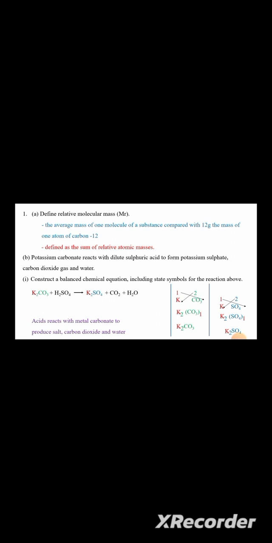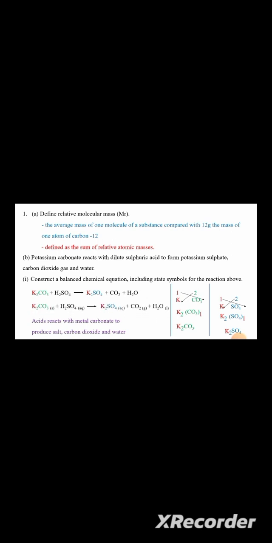Coming to the right side, we have 4 oxygen atoms in the first compound. Then the second compound we have 2, making 6. Then the last one we have 1, making 7. So oxygen atoms are balanced. We are lucky, ladies and gentlemen. This equation that we have here is already balanced. Therefore, what is required of us is just to write the state symbols.